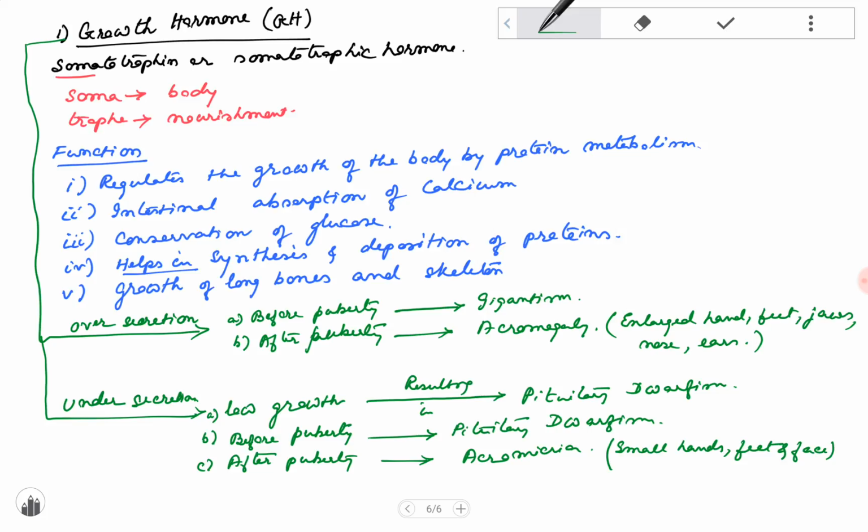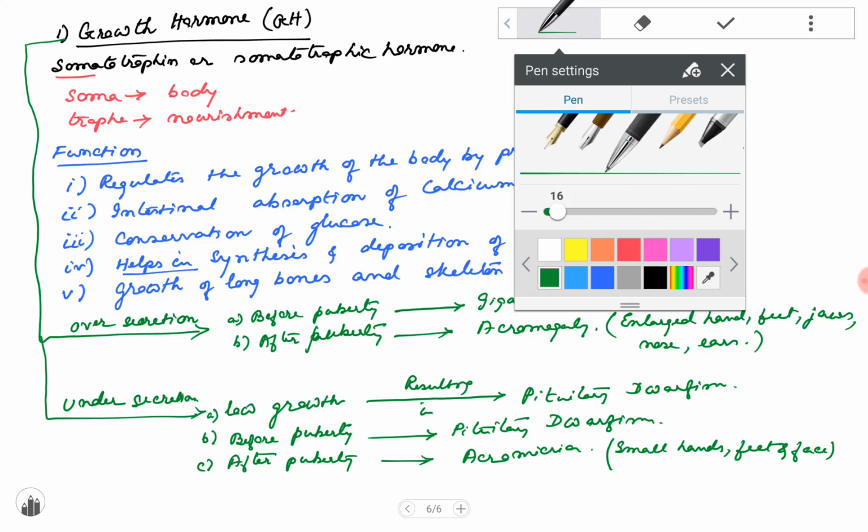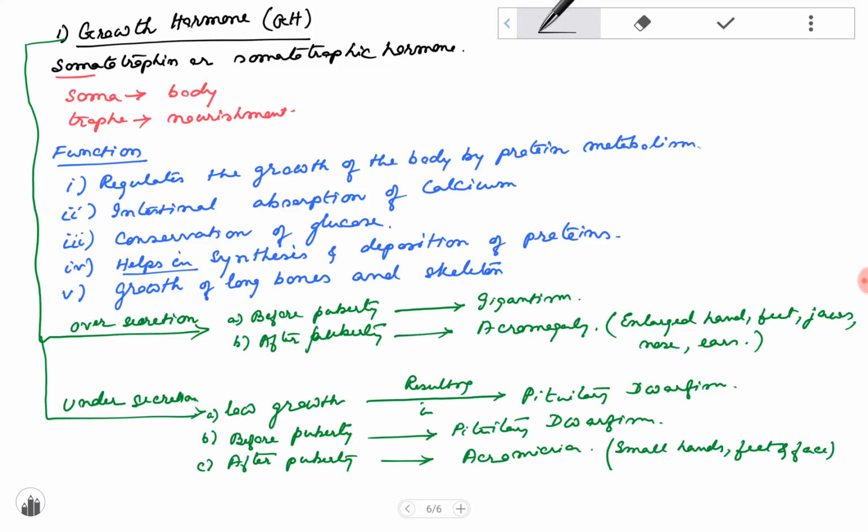Now sometimes humps are noticed in persons due to bending of the vertebral column, and it is called kyphosis. Humps developed due to bending of vertebral column. Okay.